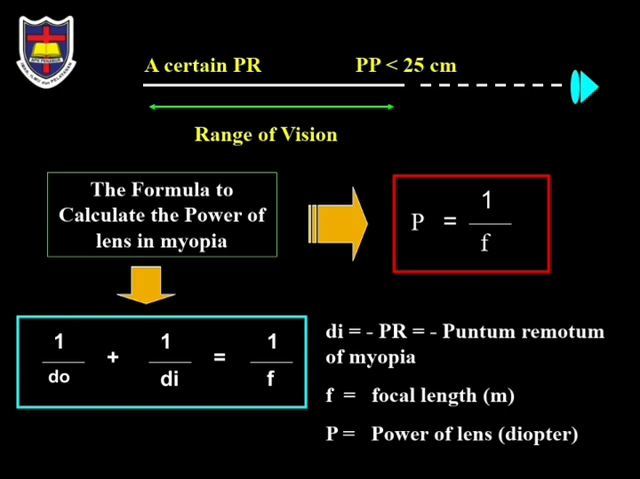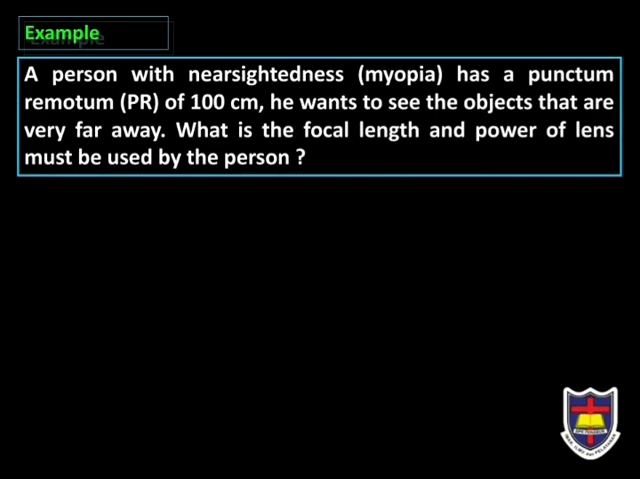This is an example problem in myopia. A person with nearsightedness, or myopia, has a punctum remotum of 100 cm. He wants to see objects that are very far away. What is the focal length and power of lens that must be used by the person?